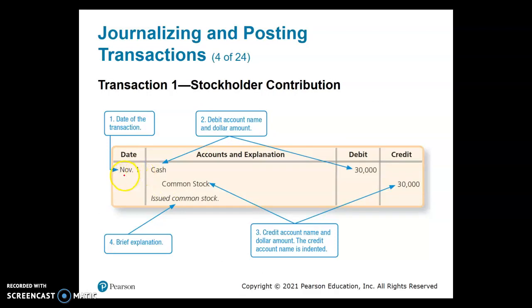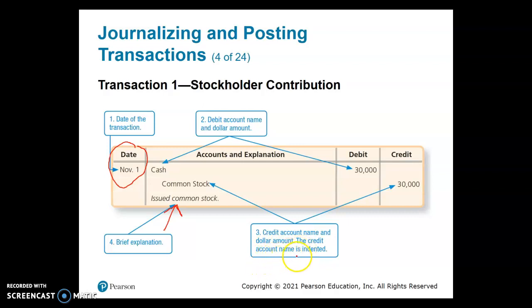Here's the journal entry. Notice you've got a date. This is journal paper. So this first column we have a date. The second column we have space for the accounts affected, so cash and common stock. Notice there is a brief explanation. That's just summarizing that transaction. We issued common stock to Sheena. Credit account name and the dollar amount.